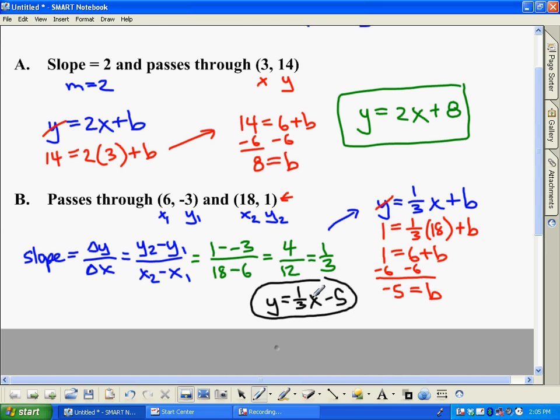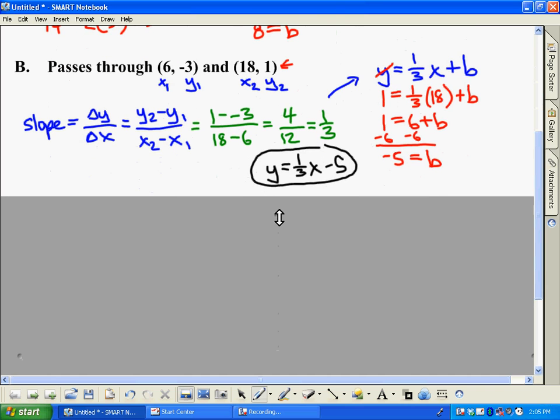So for instance, if we plugged in a 6 over here, we'd say, well, what is 1/3 of 6? Well, 1/3 of 6 is 2, and 2 minus 5 is negative 3. So it should check for the other point as well. Alright, so we got a couple other scenarios here that can happen.